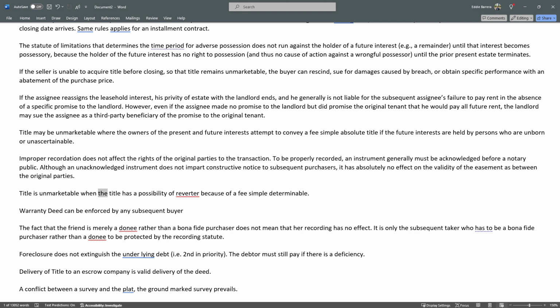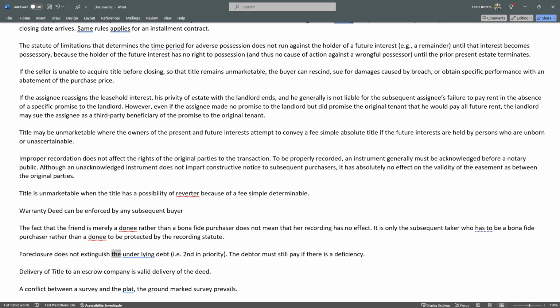Title is unmarketable when the title has a possibility of reverter because of a fee simple determinable. Warranty deed can be enforced by any subsequent buyer. The fact that the friend is merely a donee rather than a bona fide purchaser does not mean that her recording has no effect. It is only the subsequent taker who has to be a bona fide purchaser rather than a donee to be protected by the recording statute.